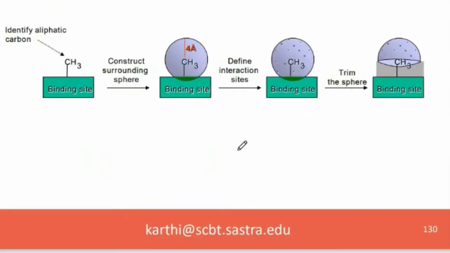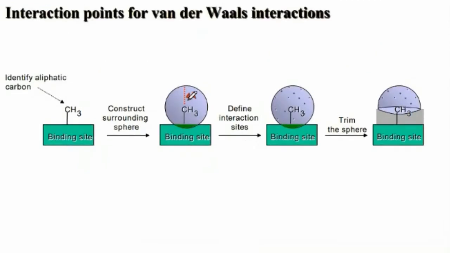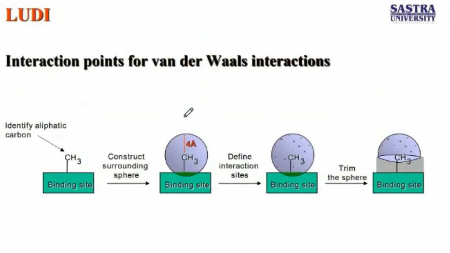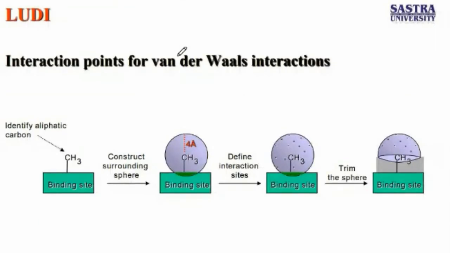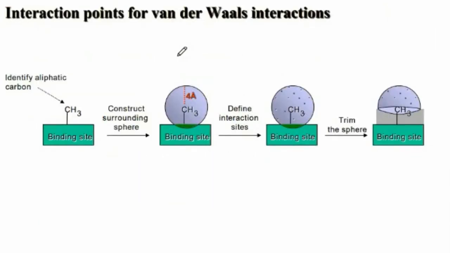So, the very basic idea of how it maps the interaction site. There are two types of interaction it is mapping. One is the van der Waals interaction, and another one is the hydrogen bonding interaction. So the LUDI algorithm mainly focuses on these two types of interaction. Let me tell you how it maps the van der Waals interaction.